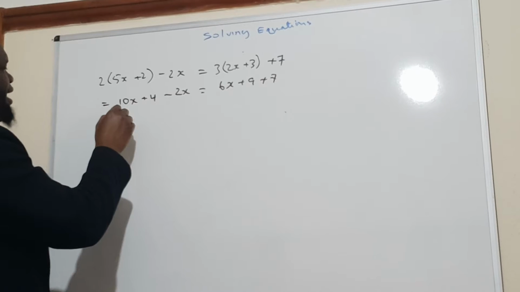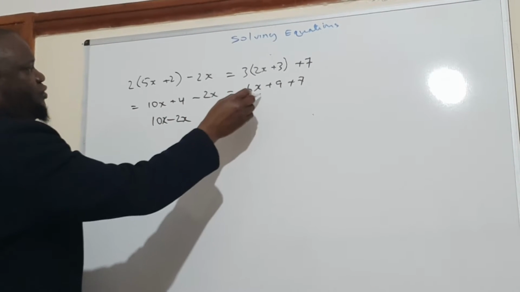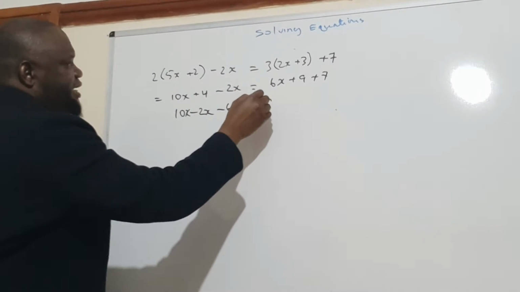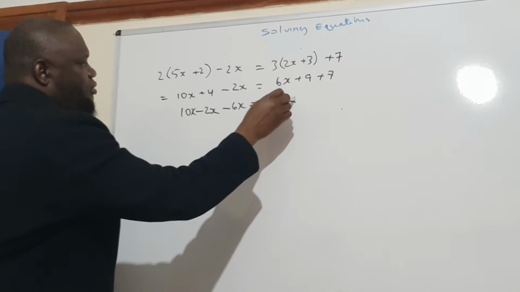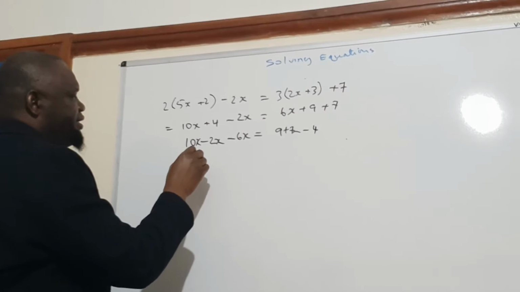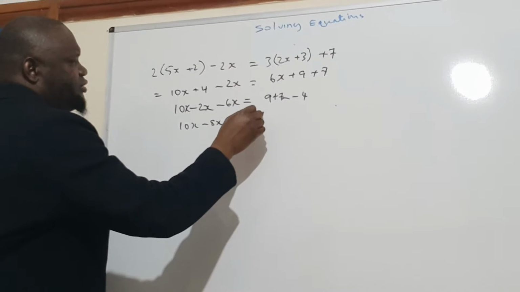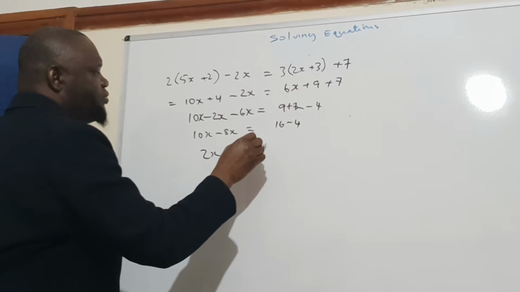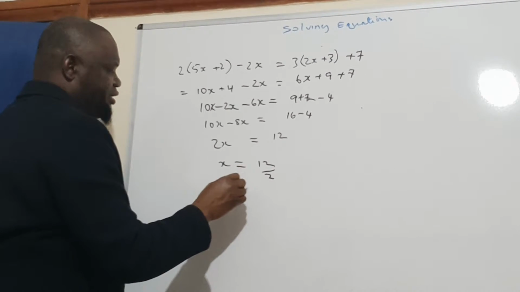Now on this side, we have 10x minus 2x. And we move 6x over the equal sign, it becomes minus 6x. We have 9 here plus 7, and we have 4 here. Move it over the equal sign, it becomes minus 4. So here will be 10x minus 8x is equal to 16 minus 4. So we have 2x is equal to 12, and x is equal to 12 over 2. x is equal to 6.